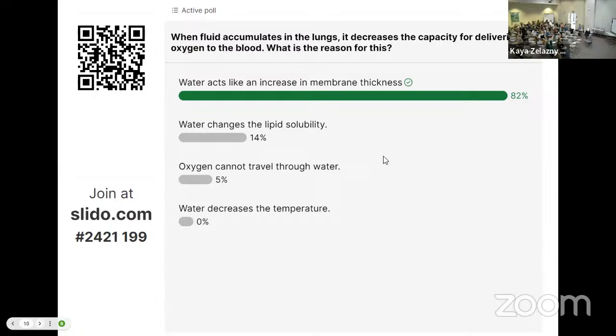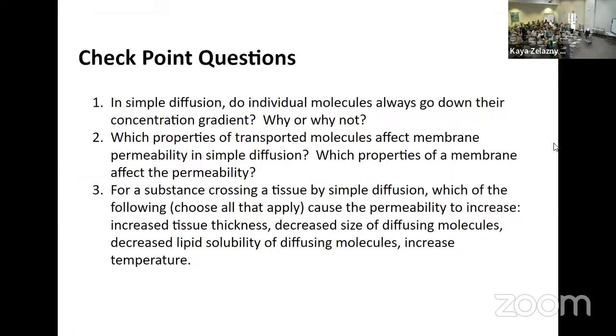Now, oxygen can travel through water just like it can travel through membranes. It's small. We'll talk about the solubility of oxygen and carbon dioxide in water when we get to A&P. So that's coming up in the future, but the distant future. These are some questions that are in your book, so you can go through and check those over yourselves. Make sure you understand simple diffusion.